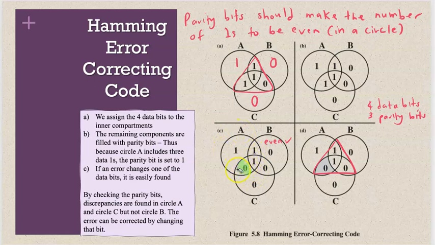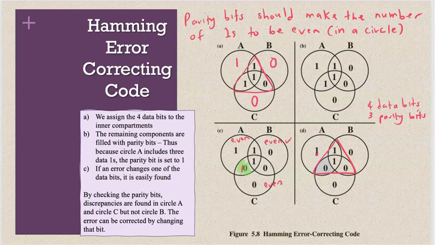it's making my circle odd. So what happens if I were to change this to 1? I would have an even number of ones, and for the circle C, I would have an even number of ones. So this is how the parity bit functions. You get to check whether it fulfills the criteria that you have set earlier on. So now that you know that this is problematic, you would change this and correct your data bits.